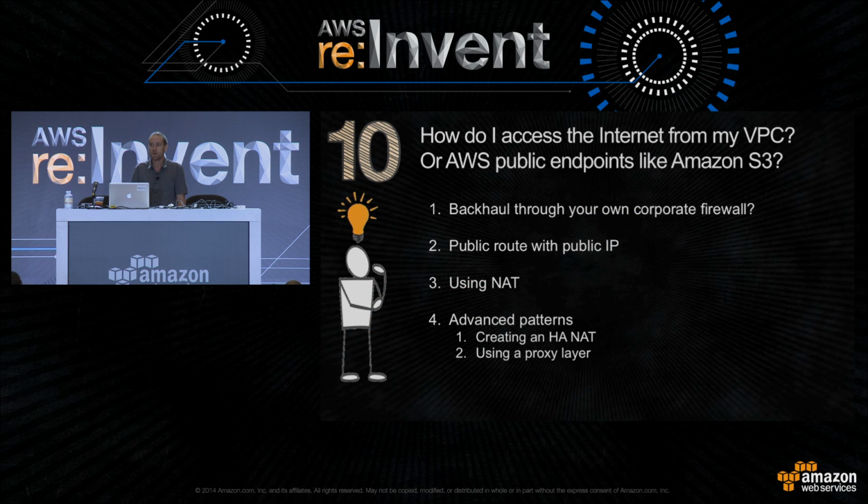Okay, so how do I access the internet from my VPC, or how do I access public endpoints like S3 from my VPC? There are a few things. First, should I backhaul through my own corporate network, out my own corporate firewall to get to things like S3 or the public internet? Maybe. We'll talk a little more about that. We'll also talk about public routes with a public IP using NAT, and making NAT highly available and scaling it out, which Yanal in the back of the room is going to talk about in the session after this. I'd recommend you stick around. That'll be a very good session as well.